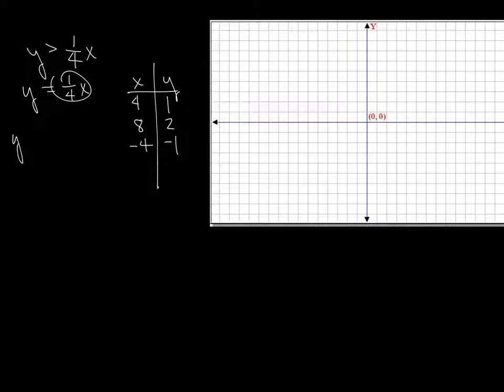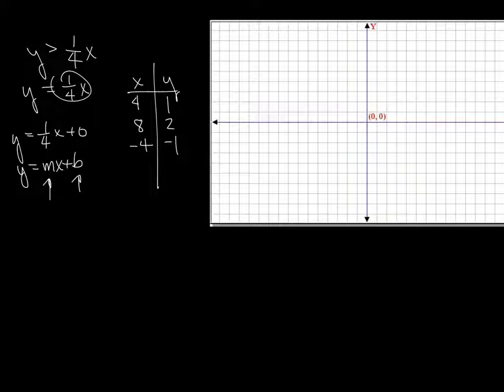Or I can write it as y equals 1/4 x plus 0, and that's in my form y equals mx plus b. And I know my y-intercept is 0 and my slope is 1/4. I mean, either way works. Whatever way you want to graph this is kind of up to you.